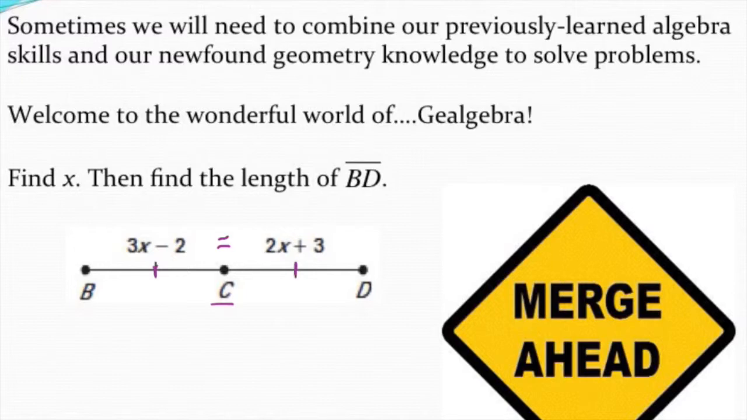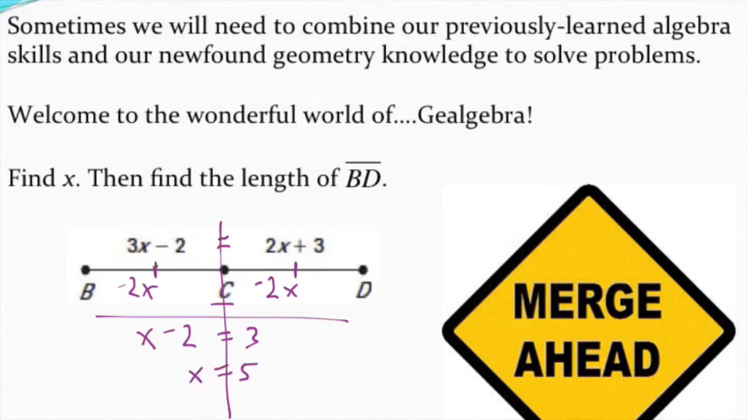From this point, we're just using some algebra to solve for x. So depending on how your algebra skills are, this should be easy for you. Since there's x's on both sides, I think what I would probably do first is subtract 2x from both sides. So I'll do that, which leaves me with x minus 2 over here, and on the right side, just a 3. I'll finish that up just by adding 2 to both sides and end up with x equals 5 as my x value.